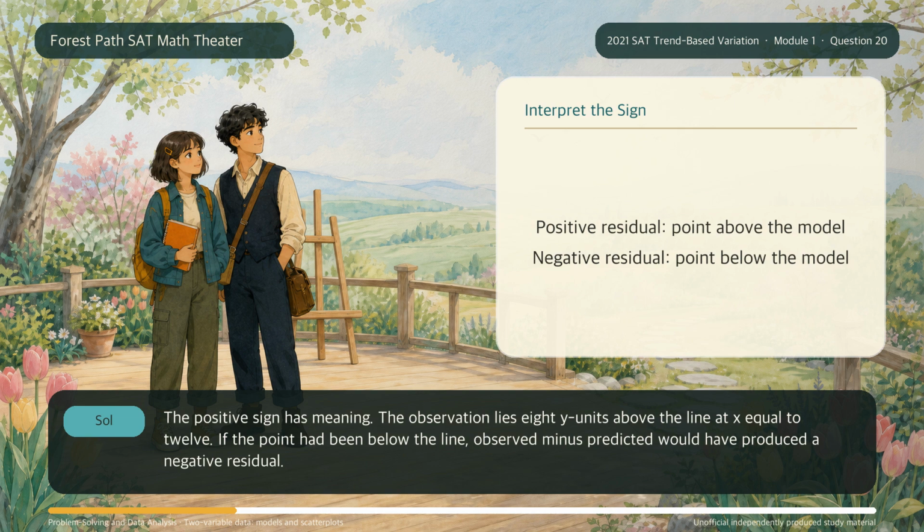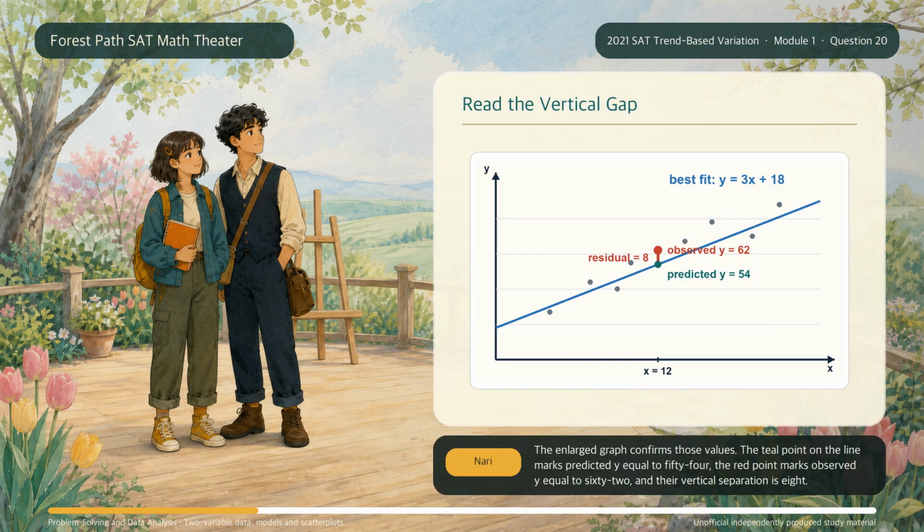The positive sign has meaning. The observation lies 8 y units above the line at x equal to 12. If the point had been below the line, observed minus predicted would have produced a negative residual. The enlarged graph confirms those values. The teal point on the line marks predicted y equal to 54, the red point marks observed y equal to 62, and their vertical separation is 8.